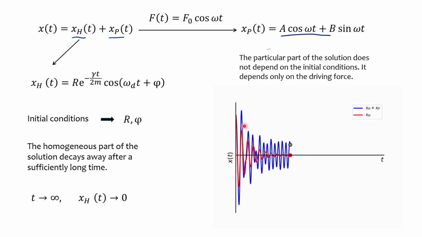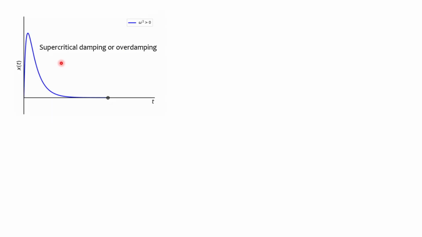The red line represents only the homogeneous part of the solution in the subcritical damping regime, and we can clearly see oscillation with decaying amplitude. The blue line represents the full solution, the sum of a homogeneous part and a particular part. And we see that after a sufficiently long time, the homogeneous part is practically zero, and we are left with only the particular solution. The particular solution oscillates with the same frequency as the driving frequency, except at the beginning, right? At the beginning, the frequency of the oscillation is not the same as the driving frequency, and this is due to the presence of the homogeneous part of the solution.